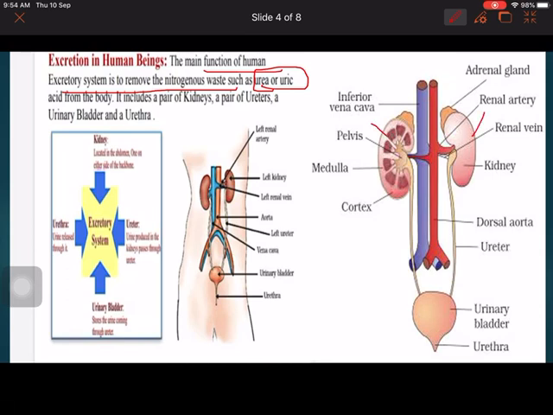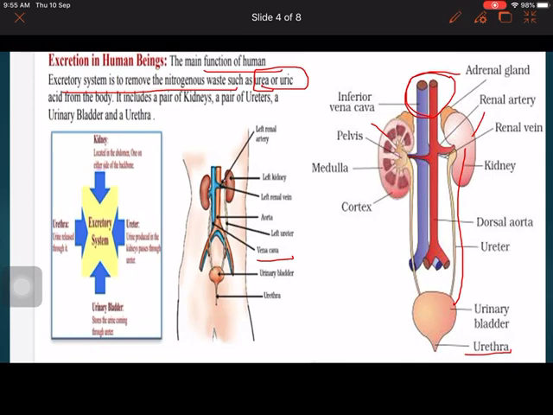Now the different parts of our excretory system: we have two bean-shaped kidneys present on the back side of the body near the backbone. These two kidneys are attached through the ureters to the urinary bladder. After filtration, the urine is passed through these ureters to the urinary bladder, and through the urethra we throw out the urine which is formed. Here the kidneys are attached to the renal artery and the vena cava, the two tubes which bring blood, and that blood is filtered in the kidneys.